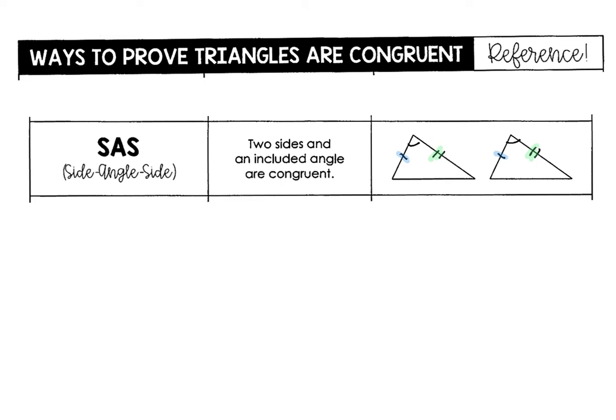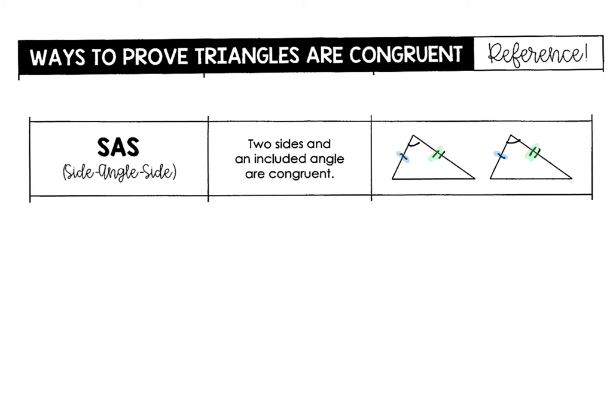It is possible that in your proof, you're going to be able to prove the third side. Well, then you're going to do side, side, side. Or it's possible you could prove the included angle. Then you know you have side, angle, side. So as we start building these, you're going to have to look and see what you have, and then all the options for the potential proof of the two triangles.